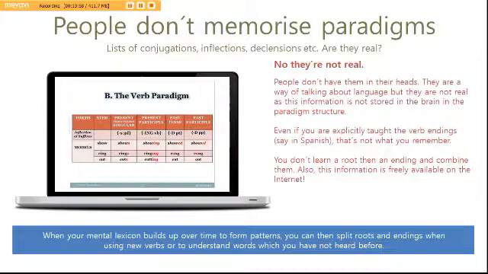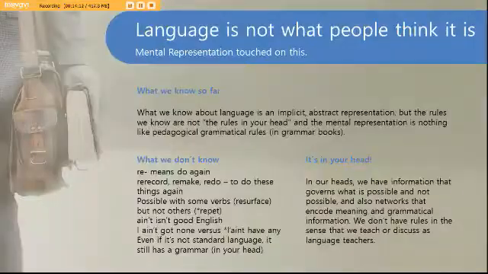Your mental lexicon builds up over time to form patterns. You can then split roots and endings when using new verbs or to understand words which you've not heard of before. So language is not what people think it is. Mental representation touched on this quite clearly. So what we've learned so far, in quite a heavy theoretical video, is that we know about language. It's an implicit abstract representation, but the rules we know are not the rules in your head, and mental representation is nothing like pedagogical grammatical rules in grammar books.